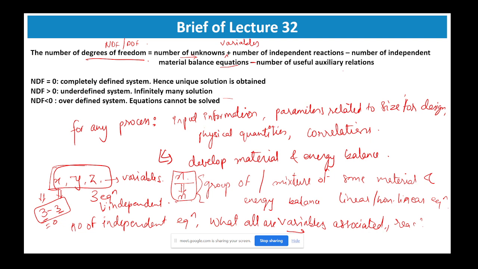So whatever the value comes, say for example, the value from this equation comes out to be 0. So what does that mean? It is similar to the case where the number of variables and equations are the same.